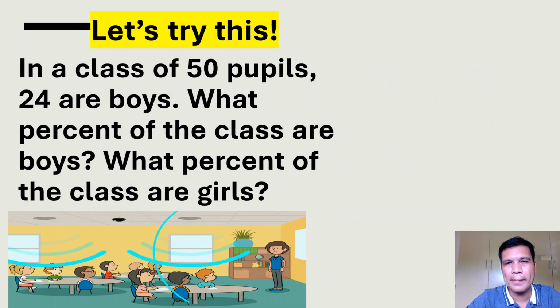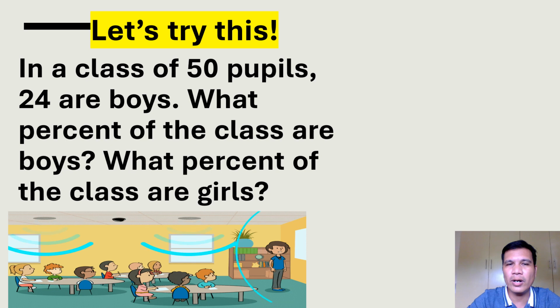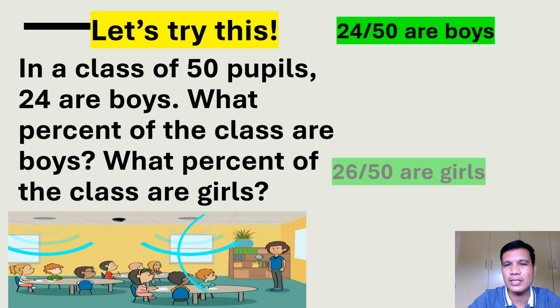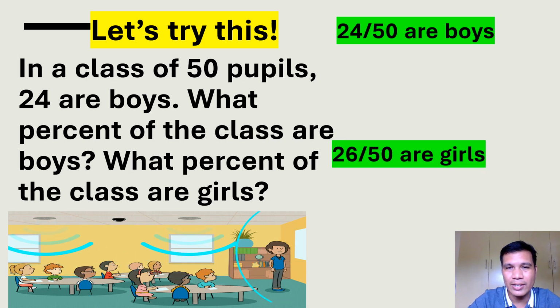Ayan. Let us try this. In a class of 50 pupils, 24 are boys. What percent of the class are boys? And what percent of the class are girls? So kapag boys, that is 24 out of 50 are boys. And ang girls, syempre, natira, 50 minus 24 is 26. So that is 26 over 50 are girls.